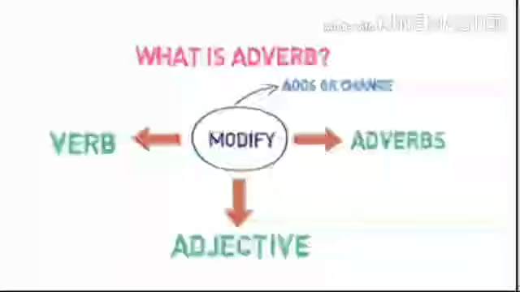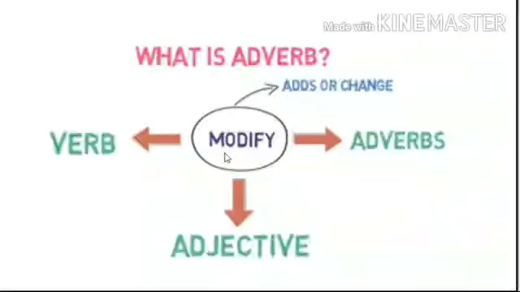So, what is an adverb? An adverb is a word that modifies a verb, an adjective or an adverb in any sentence. Now, what does modify mean here? It means it adds to or changes a verb, adjective or another adverb in any sentence. Now, let us look into each of the three modifications with some examples to make things clear.